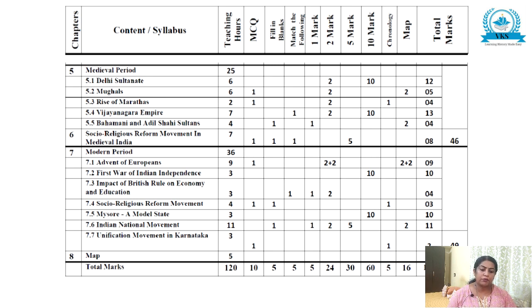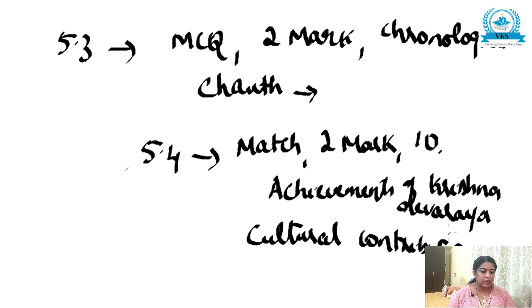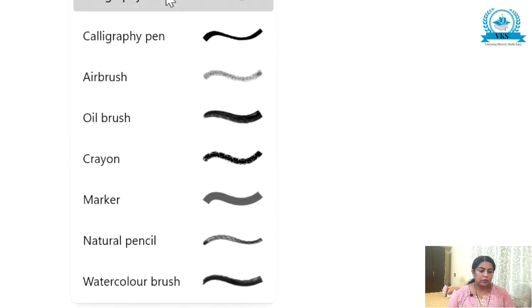Regarding 5.5, Bahmani and Adil Shahi Sultans, fill in the blanks can come, and a 1-mark question, and map places. Yes, can come. Fill in the blanks and 1-mark question from Bahmanis and Adil Shahi Sultans, that is 5.5. Okay, from chapter 5.5, that is Bahmani and Adil Shahi Sultans, that is 1-mark question, and chronological order.